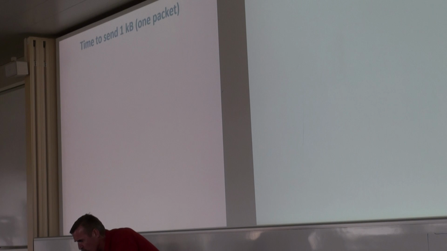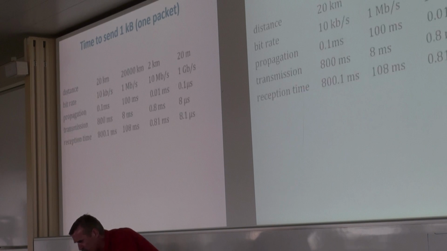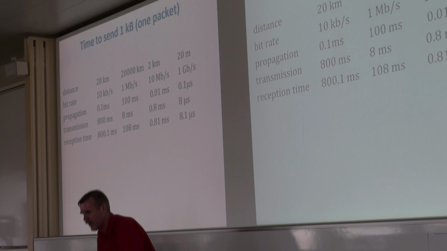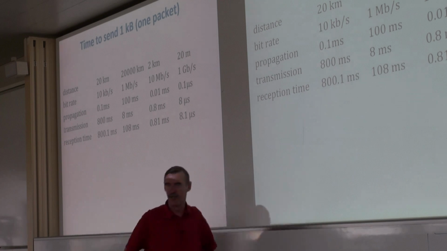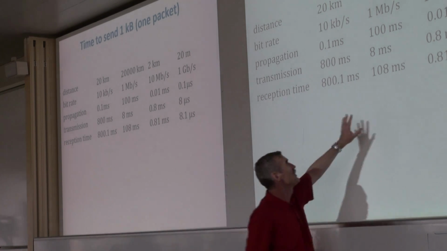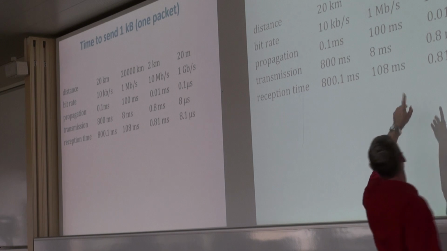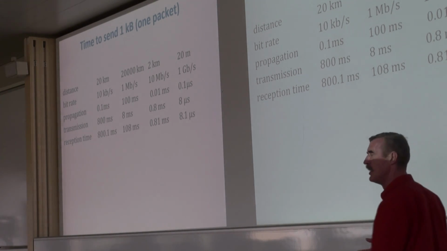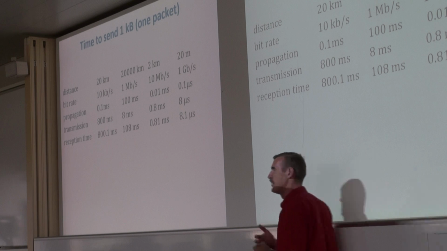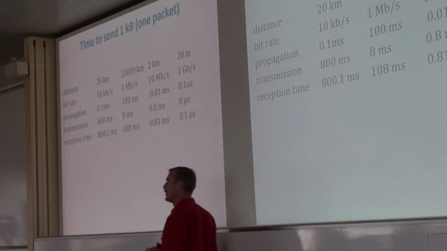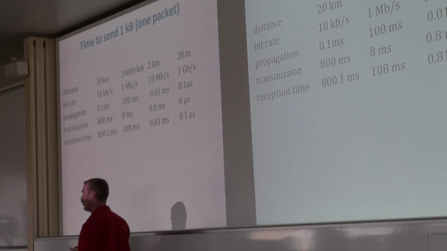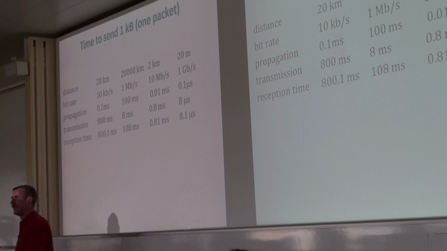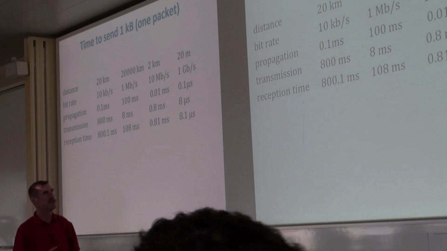For example, what's the time to send 1 kilobyte, one packet? Well, let's compare the different cases. I'm showing here 4 columns that show 4 possible scenarios, different distances and different bit rate. The first one, 20 kilometer, 10 kilobit per second, is perhaps what you have with a sensor network, or if you're trying to send data, perhaps again for a sensor network, over GSM or Edge at not too far distance.